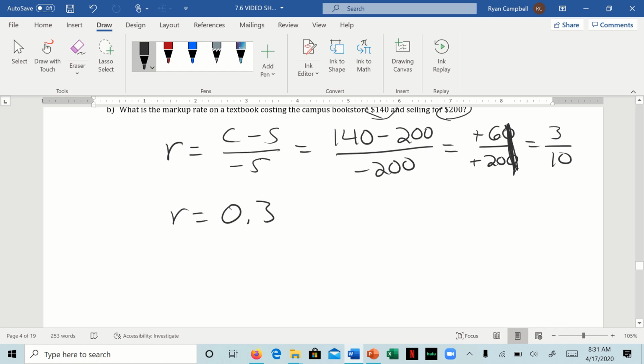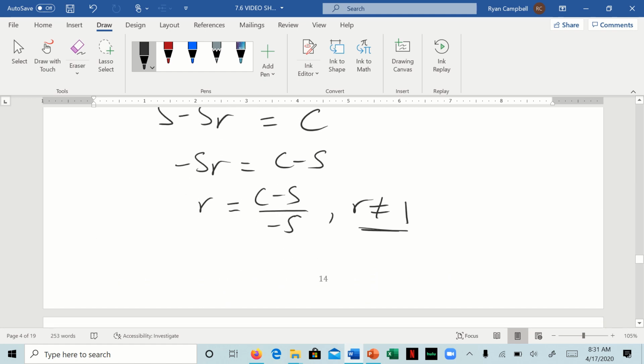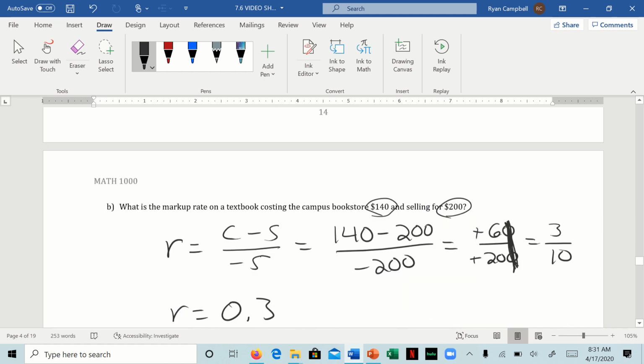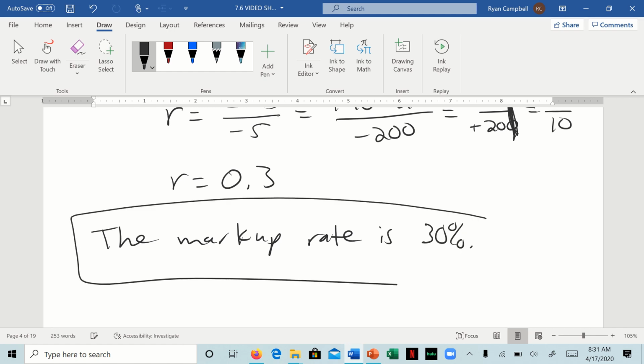Which means, well, first, make sure we check. Yep, R still can't be 1. It's 0.3, so we're fine. So the markup rate is 30%.